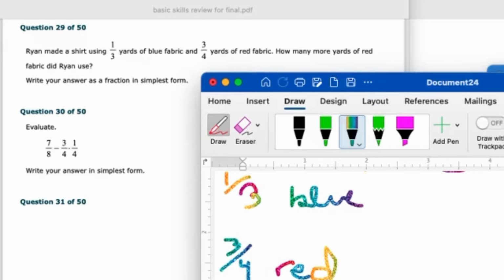All right, so now it says what? How many more yards of red? So aren't we going to say 3/4 take away 1/3?